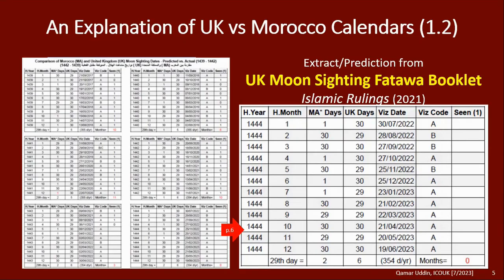So you can see on this table on the right for 1444, which we are about to complete soon, that these are the dates we published in the book that we're going to see the moon. Now, I'm going to explain the labels in the next part.